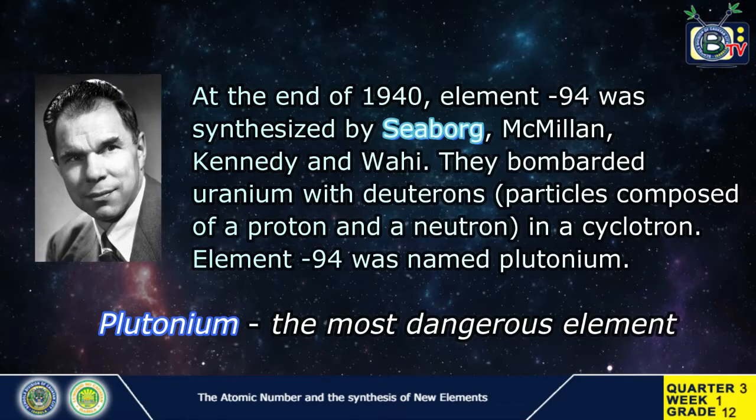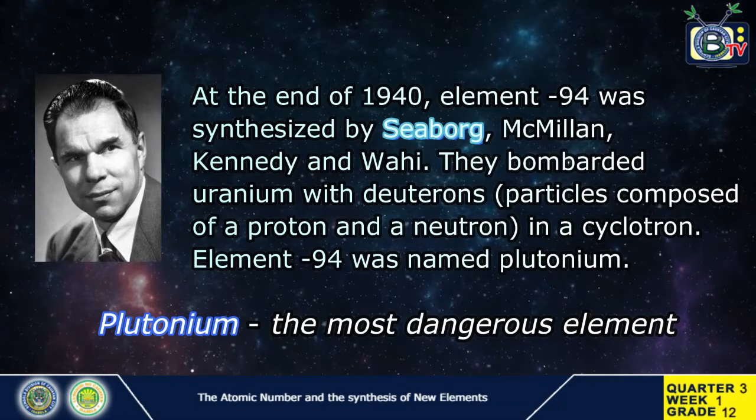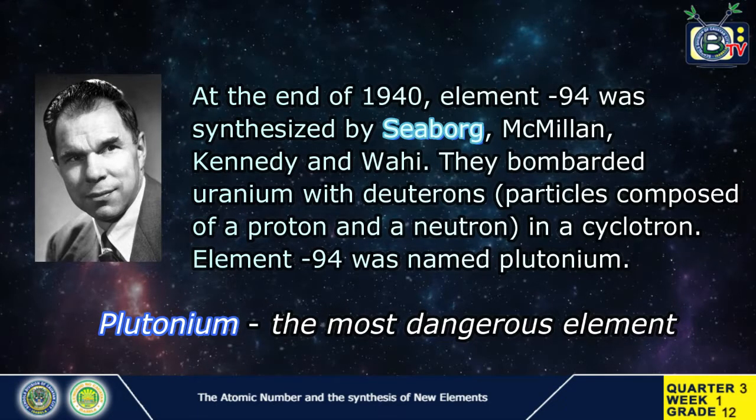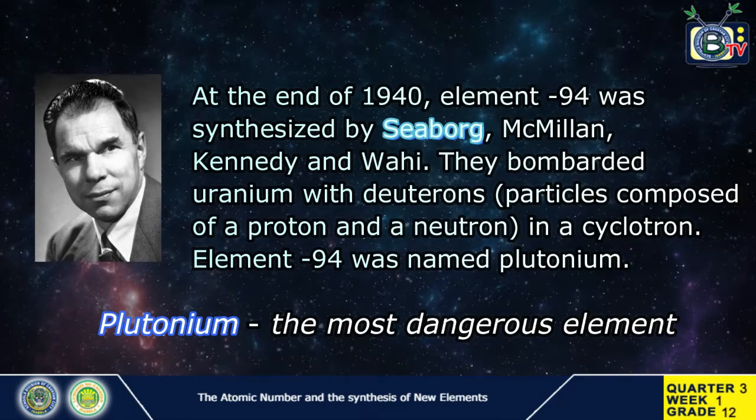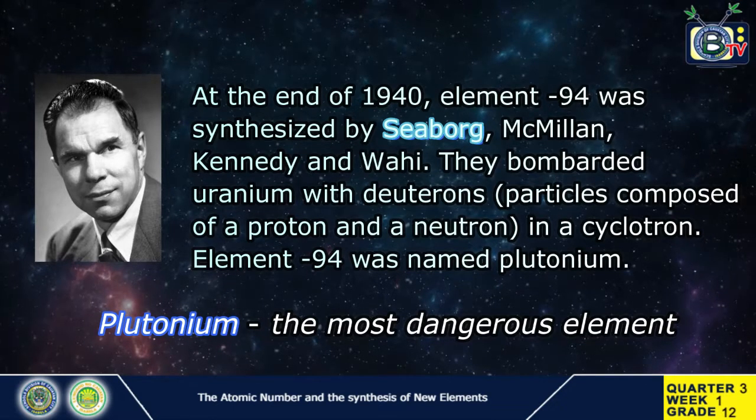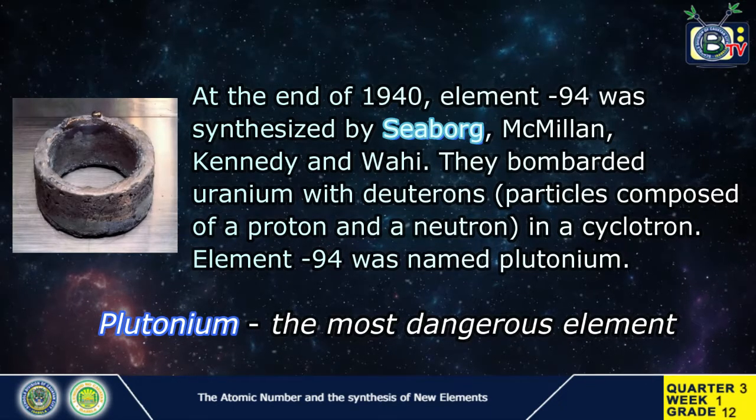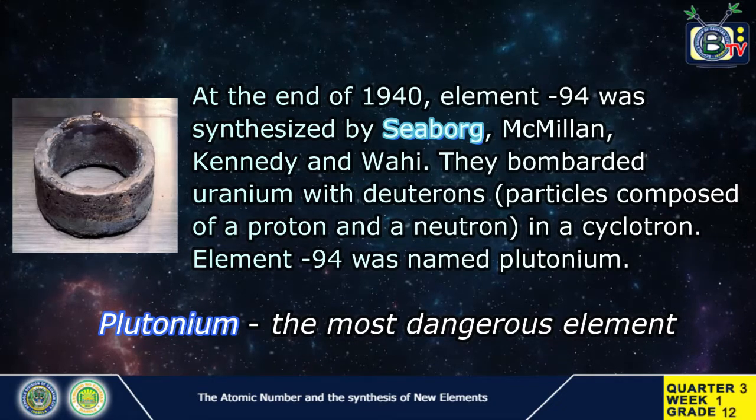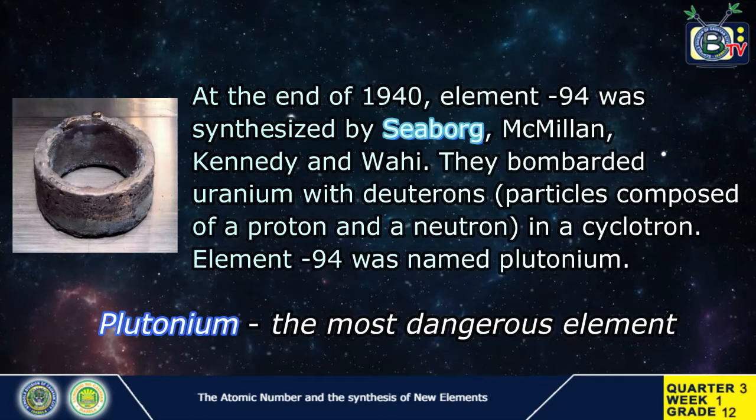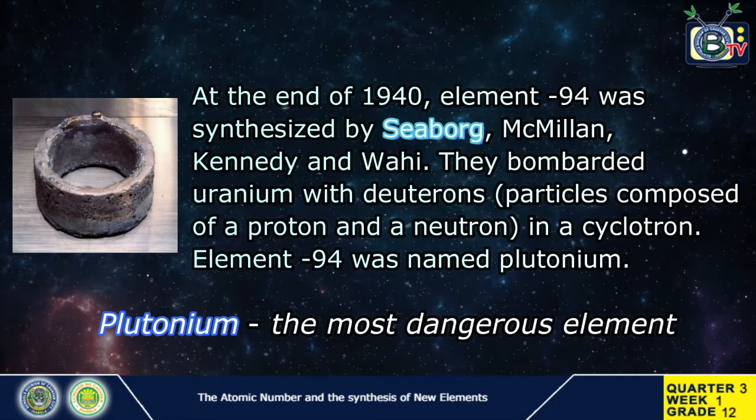At the end of 1940, element 94 was synthesized by Seaborg, Macmillan, Kennedy, and Wahl. They bombarded uranium with deuterons, or particles composed of a proton and a neutron, in a cyclotron. Element 94 was named plutonium.